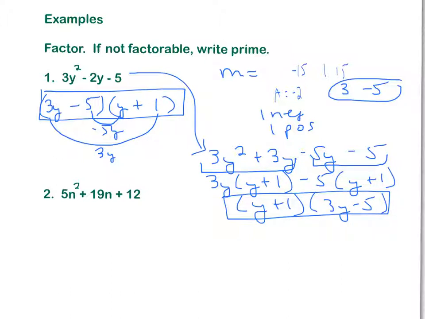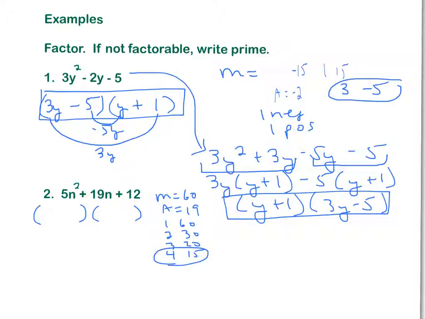In this next example, I'm going to use the same process. What multiplies to give me 60 and adds to give me 19? So I try to come up with these numbers: 1 and 60, 2 and 30, 3 and 20, 4 and 15, and I'm dealing with two positives. In order to multiply to give me 60 and add to give me 19, I'm going to use my guess and check method first.